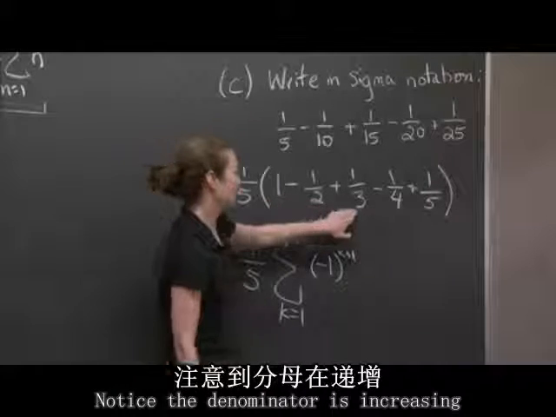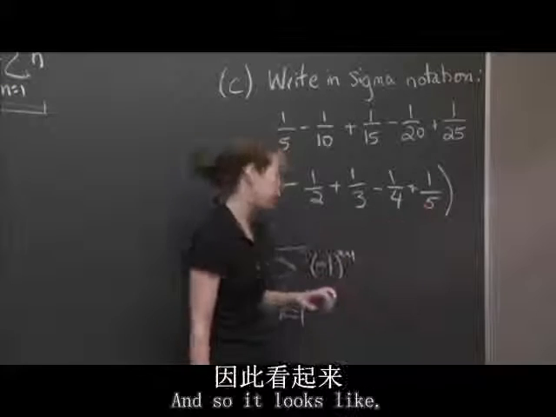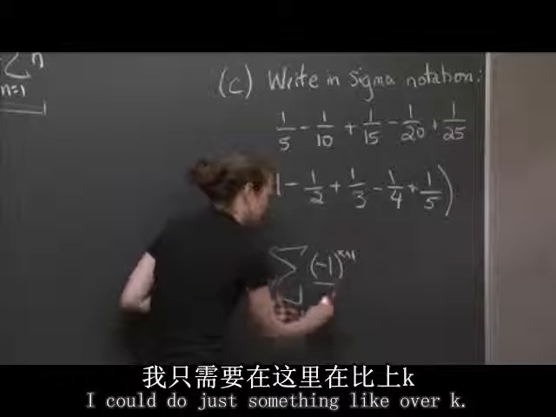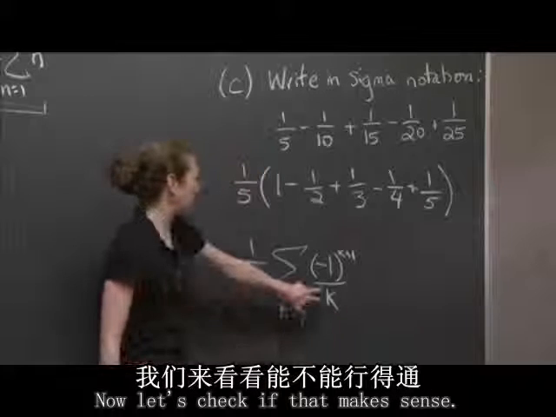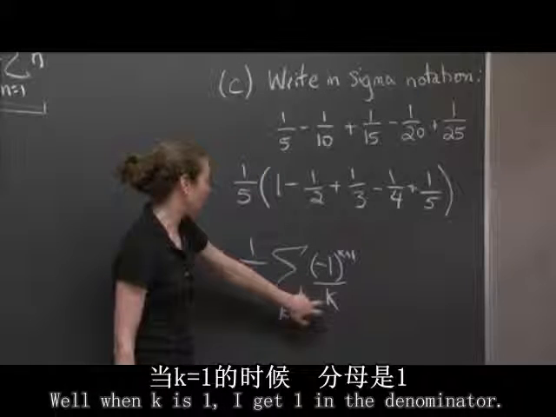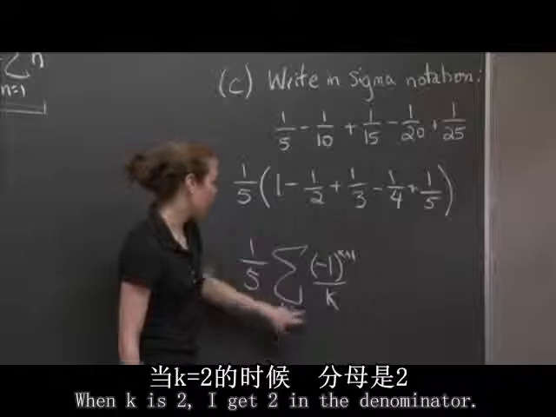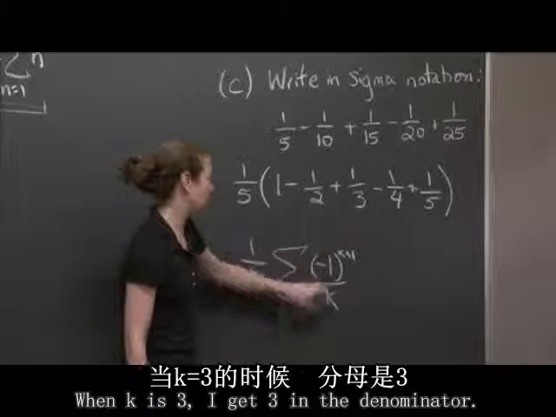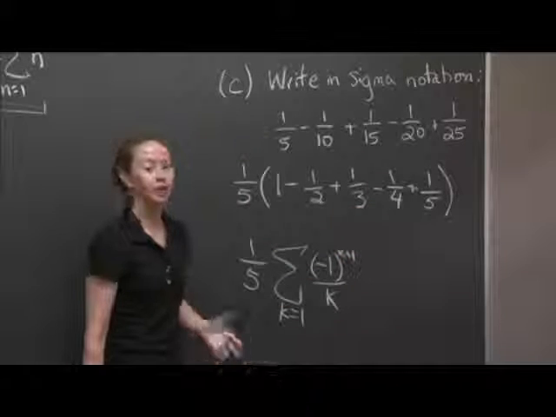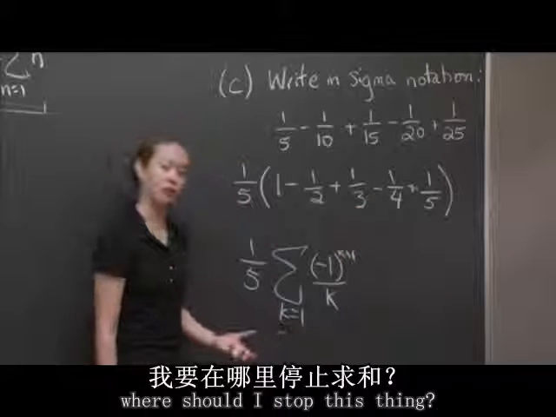And then I'm counting up. Notice the denominator is increasing just by 1 each time. And so it looks like I could do just something like over k. Now let's check if that makes sense. Well, when k is 1, I get 1 in the denominator. This is 1 over 1. When k is 2, I get 2 in the denominator. When k is 3, I get 3 in the denominator. So that looks good. And now the only question is, where should I stop this thing?